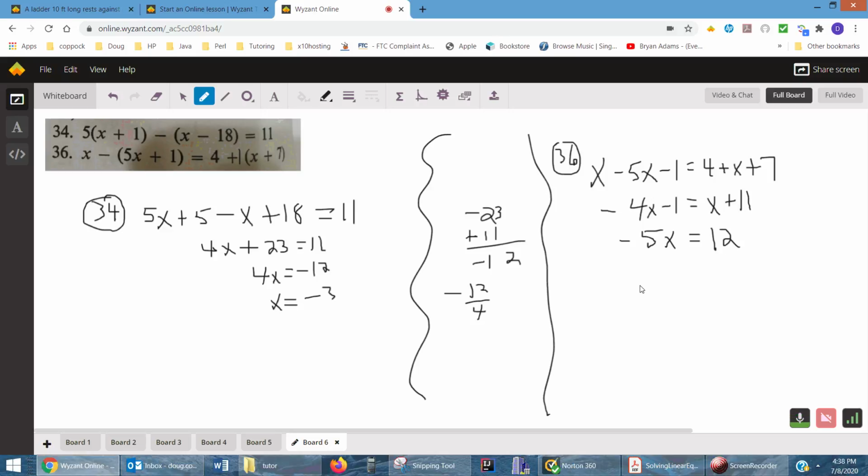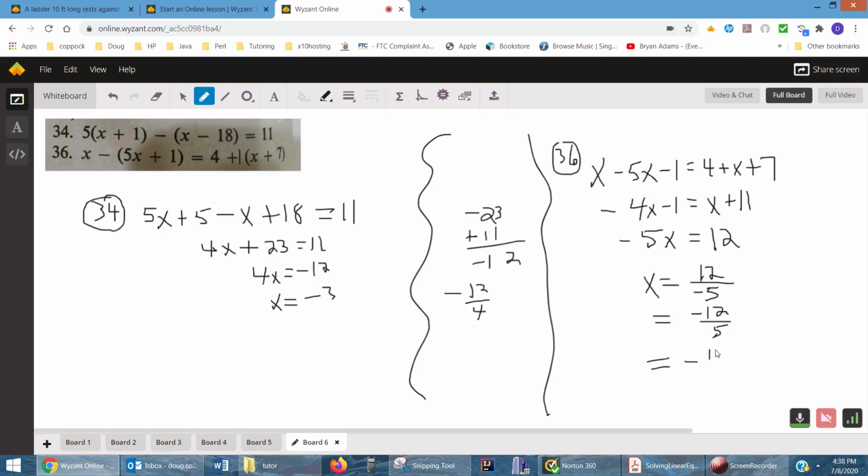Here's a case where, when I divide by negative 5, the division doesn't go evenly. So I could write it like this. I could write it like this, as long as there's one minus sign somewhere. Or I could put the minus sign out front.